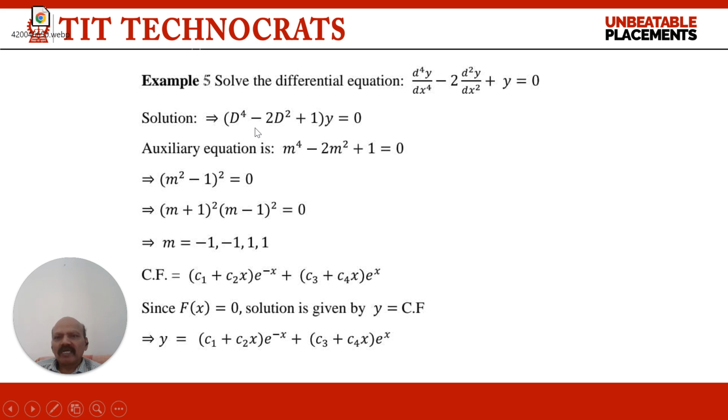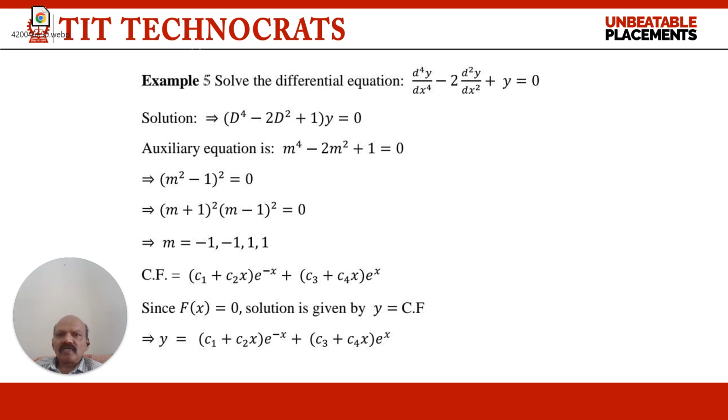From this, we will find the auxiliary equation by equating the coefficient of y to 0 and putting D equal to m. So this is the equation, m raised to 4 minus 2m square plus 1 equals 0. Now, same thing, we will find the roots here also. So here the roots are from (m square minus 1) whole square equal to 0, so m is equal to minus 1, minus 1, 1, 1. Now you see here the roots are real but equal. Minus 1 is repeated 2 times, and 1 is repeated 2 times. So accordingly we will find the CF for these repeated roots.